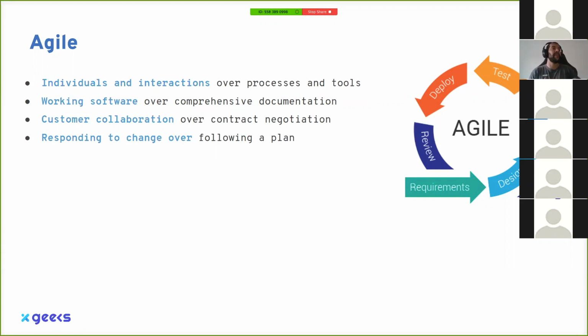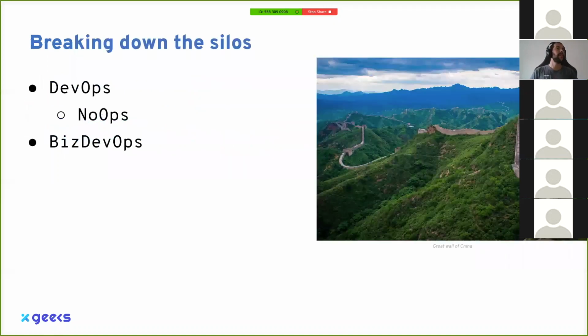That's why they had individuals and interactions over process and tools, working software over comprehensive documentation, customer collaboration over contract negotiation, responding to change over following a plan. The whole point here is delivery, delivery, and delivery. Why am I doing that? The whole point of Agile is to take the person who knows the business, the product owner, and bring them closer to the development team. However, that's not enough, right?